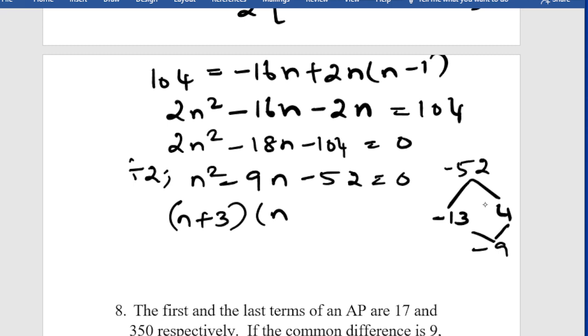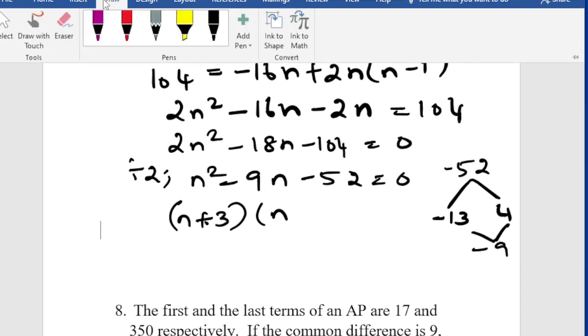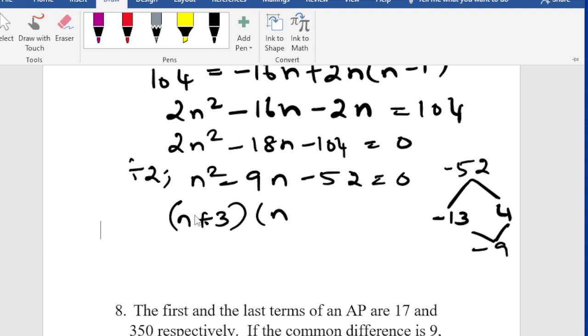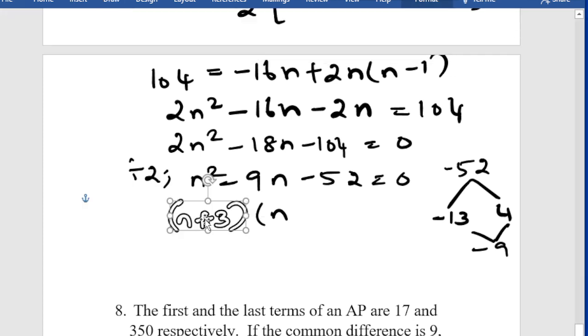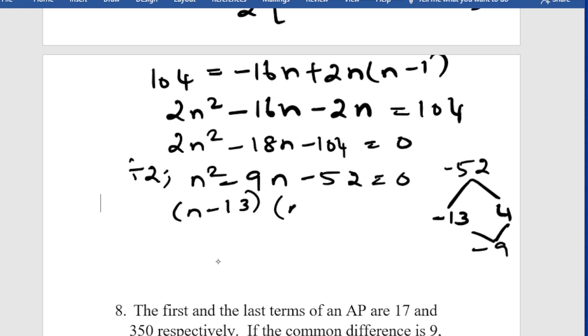Minus 13 times 4. So it is n... solving this, we get n minus 13 into n plus 4 equal to 0. So n equal to 13 and minus 4.